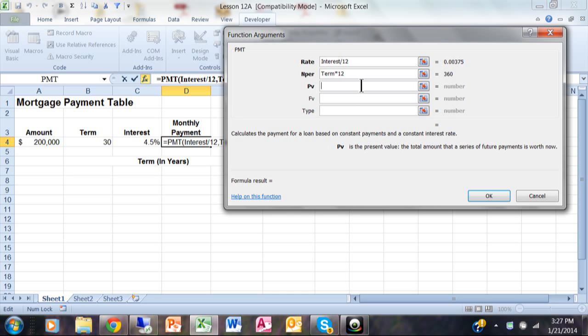And the PV is the present value, which is the amount of the loan or the principal. In this case, I'm going to click on A4. And then again, that has one of those range names that says the word amount there. So for the rate, I'm actually taking the annual interest rate and dividing it by 12. The number of periods is the number of years, and we're multiplying that by 12 because it's really looking for the number of months there. And for the amount, we're going to use the principal that's in cell A4. I'm going to go ahead and click on OK.